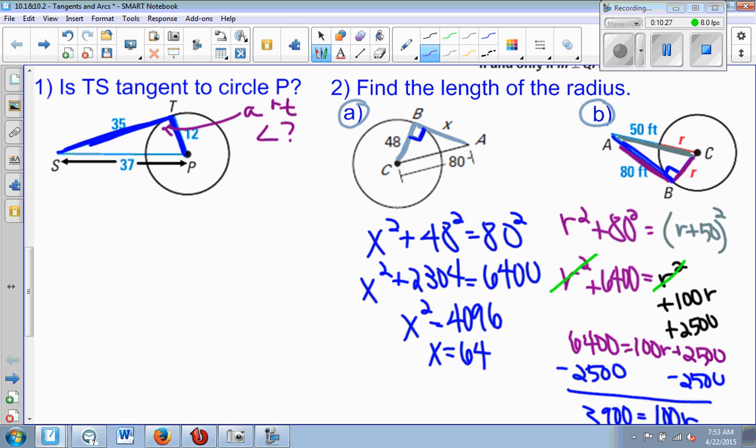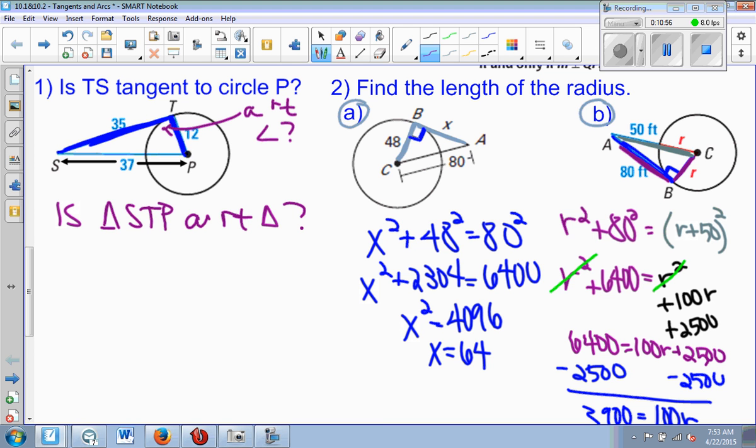We don't know. So what we need to do is figure out whether it is a right angle. So I need to figure out, is this triangle STP a right triangle? Okay, that's the question I'm asking. Because if it's a right triangle, then that means that ST and TP are in fact perpendicular, which means that TS would be a tangent line.